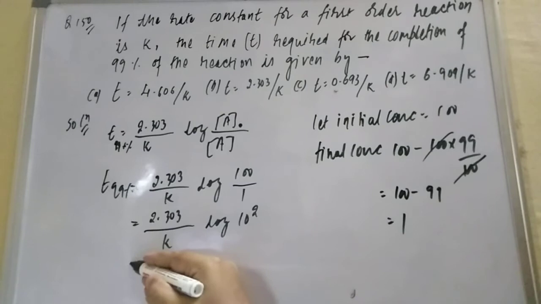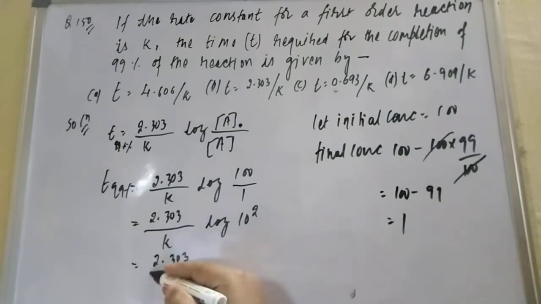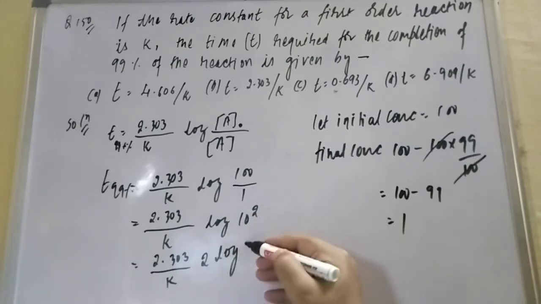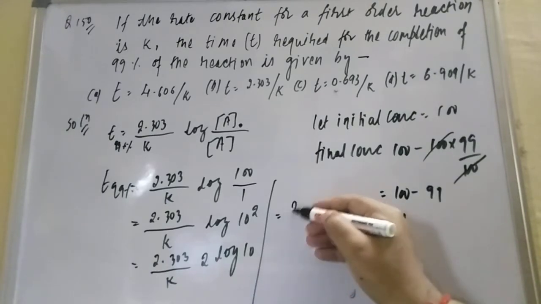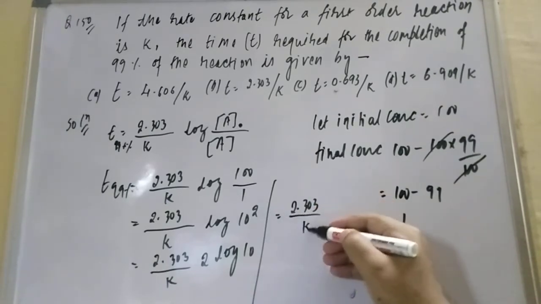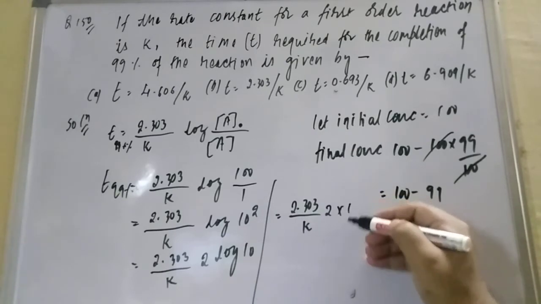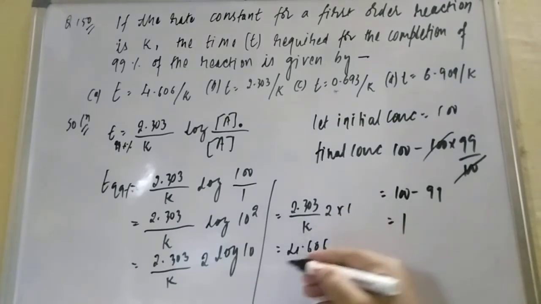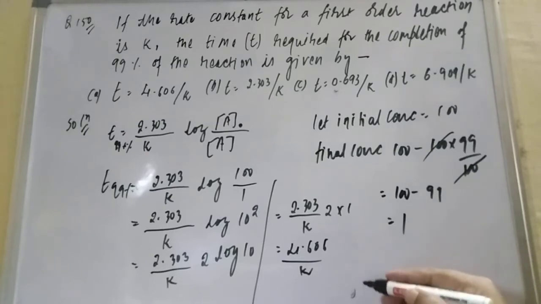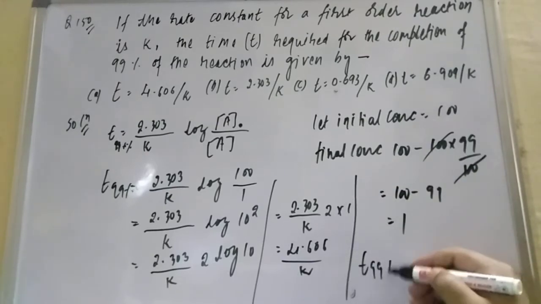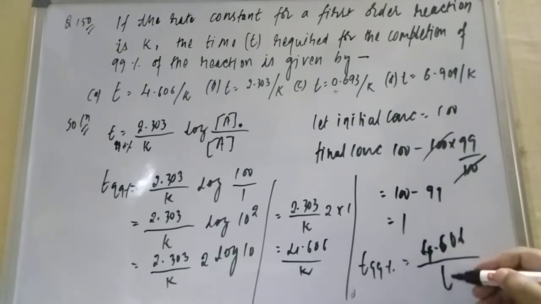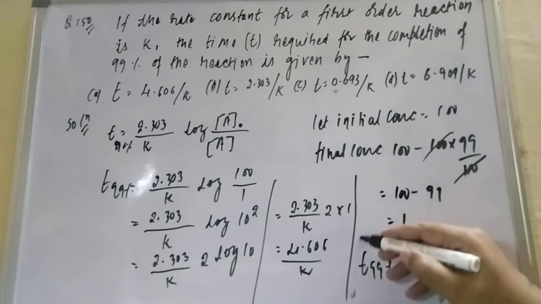Now dear student, again we are writing the next step: 2.303 upon K, and log 10 power 2 means 2 log 10. Now here we can do 2.303 upon K, and here 2 into log 10 value 1. So how much value is coming, student? 4.606 upon K. So what would be the answer, student? Here T99% completion is equal to 4.606 upon K. This is our option.